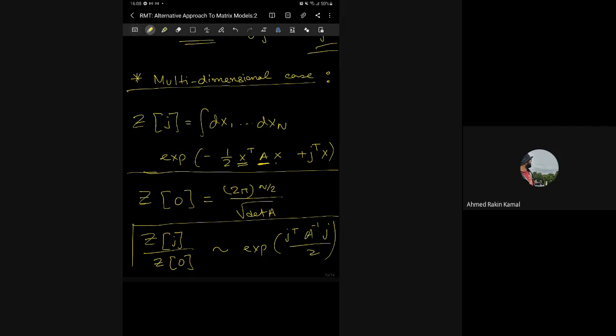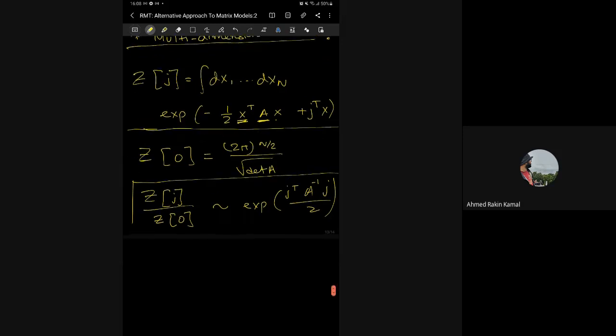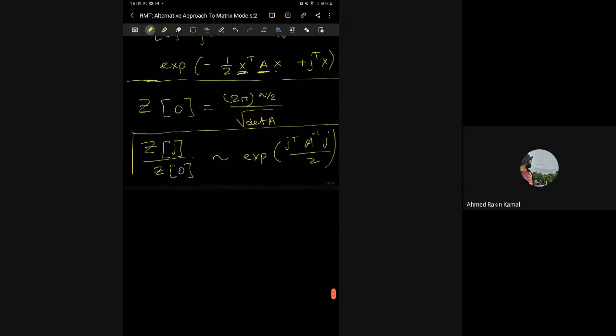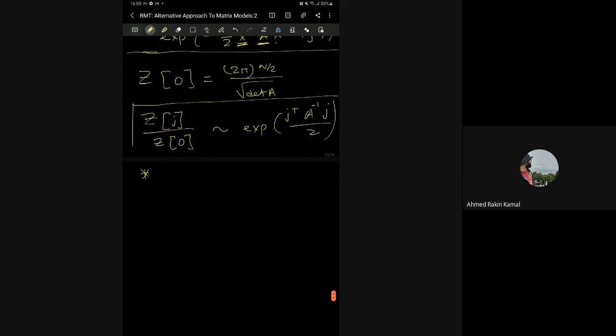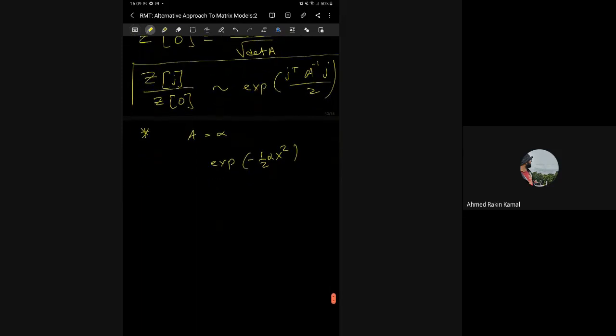So since we're dealing with a multi-dimensional scenario, these are vectors in the sense that these are column vectors, these are row vectors. An easy way to look at it is, for example, if you're looking at a one-dimensional case, A would then be just alpha, then your integral would just be your one-dimensional Gaussian integral. Achha, so how do we compute the expectation values?